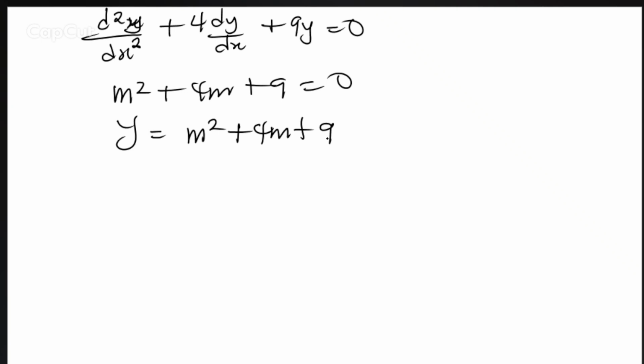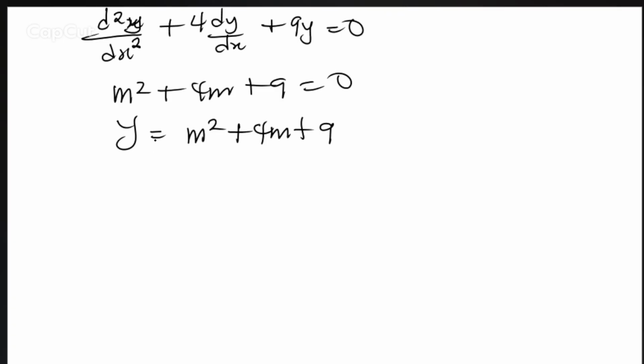If we are to factorize, what do you think we are going to get? Look for two numbers that when you multiply, you get 9, and when you add those numbers, you get 4. Can you get any number? If you have 3 and 3, 3 times 3 is 9, 3 plus 3 is 6, and it's not 4. Are we together? So we cannot get any numbers of that nature. So here you simply apply your quadratic formula.